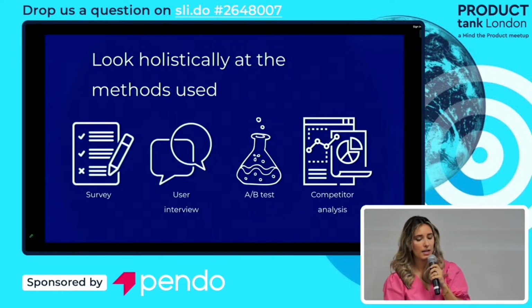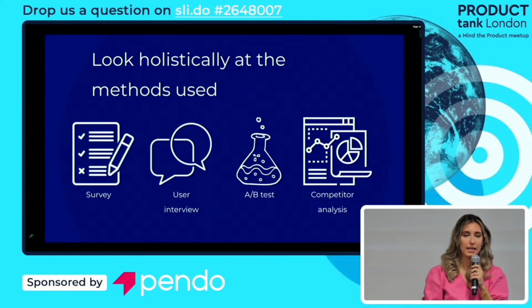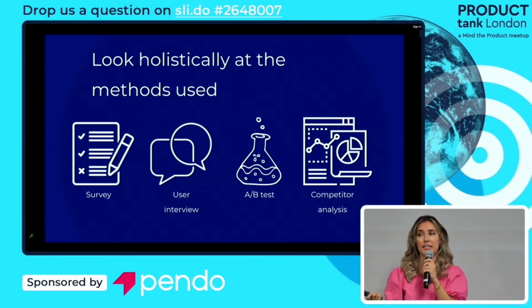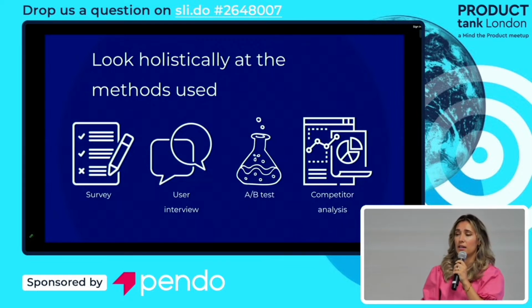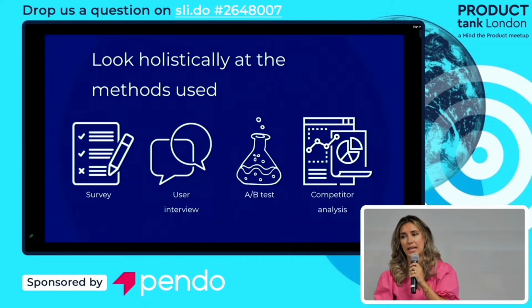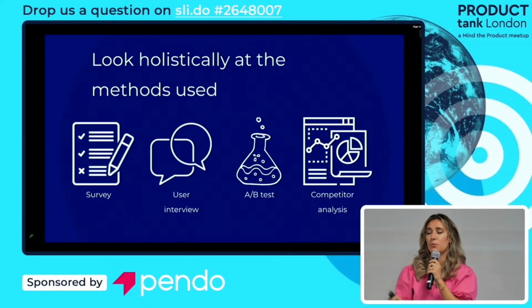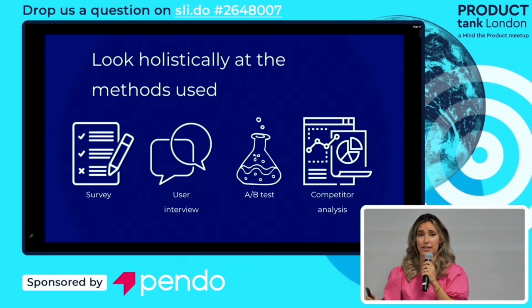And once you know how much evidence you actually need, the next step is to look holistically at the different ways you can get this data. Don't think about the same ways you've always thought about it. It's more around, what is the question I actually have? What do I want to validate? And what method is going to be the quickest way for me to get the answer to that question?